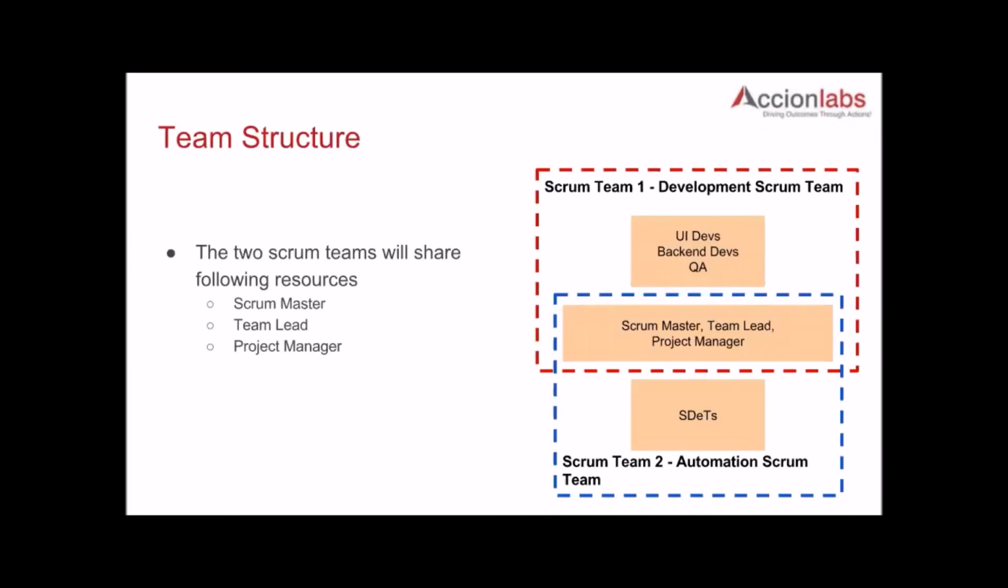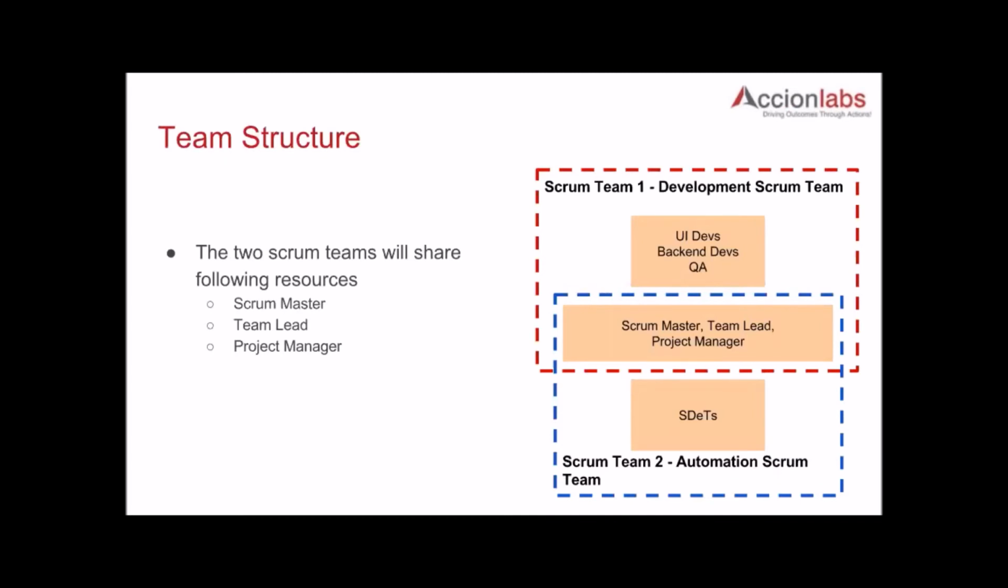Scrum Team 1 is the UI developers, backend developers, manual QA, and then Scrum Master, Team Lead, Project Manager. Why am I calling it a manual QA? That person need not really be a manual. Let's not get into skill set, okay? That person may already know automation in n number of technologies.